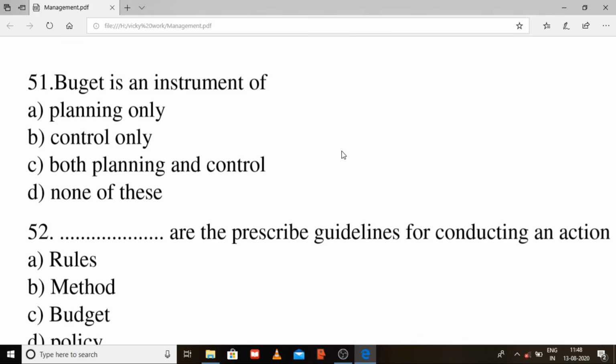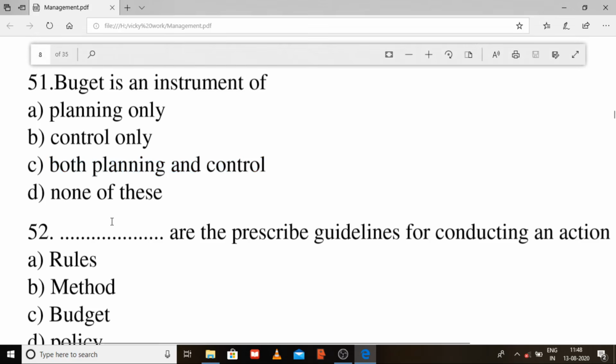Question number 51. Budget is an instrument of: planning only, control only, both planning and control, none of these. Budget is an instrument of both planning and control. Option C is the right answer.